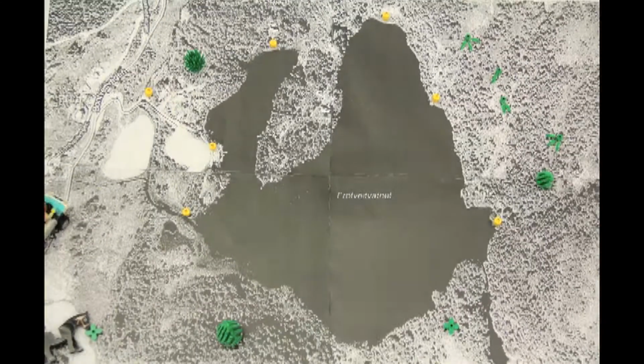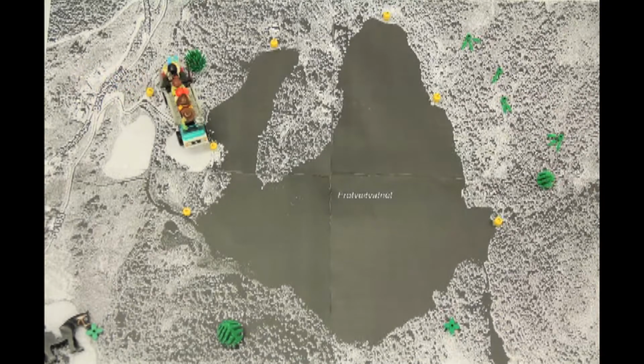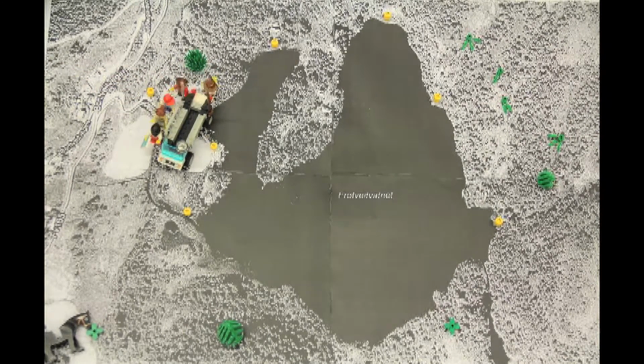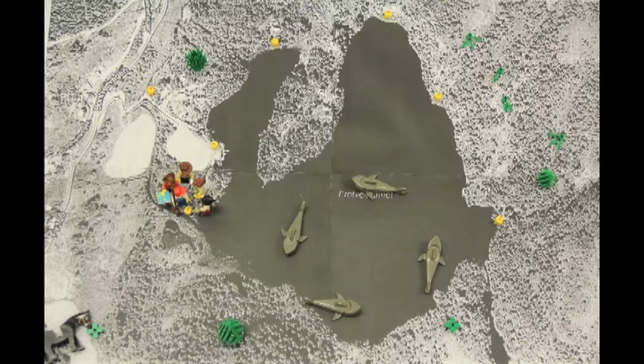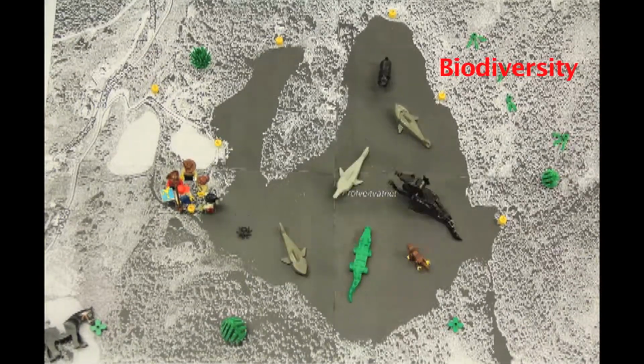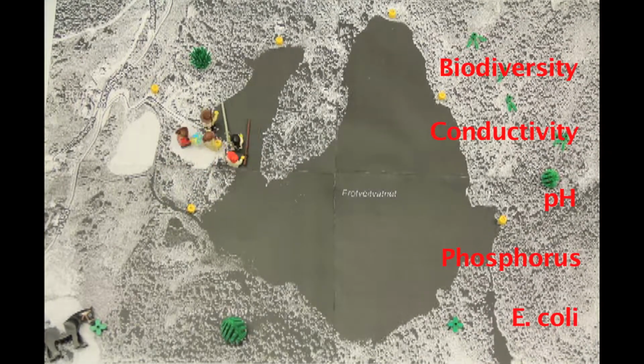Well, at the University of Bergen, we have been given a project by the municipality of Bergen. Our group has the task to go to a local lake called Frotveitvannet, and there we're going to conduct some tests to test the water quality. We take water samples, we test for biodiversity, conductivity, pH, phosphorus level, E. coli levels. Okay, the only thing I've heard of is pH kind of sort of, and E. coli kind of sort of also.